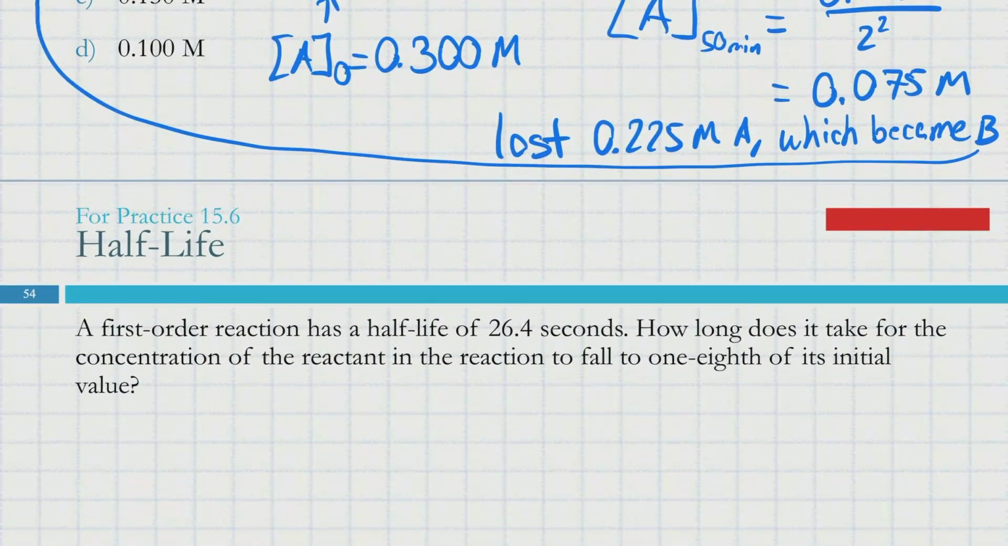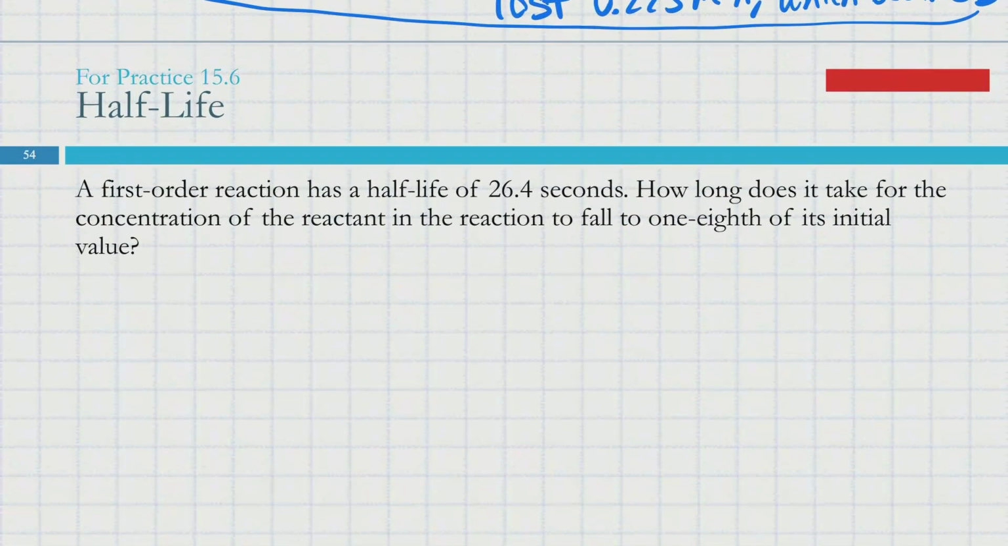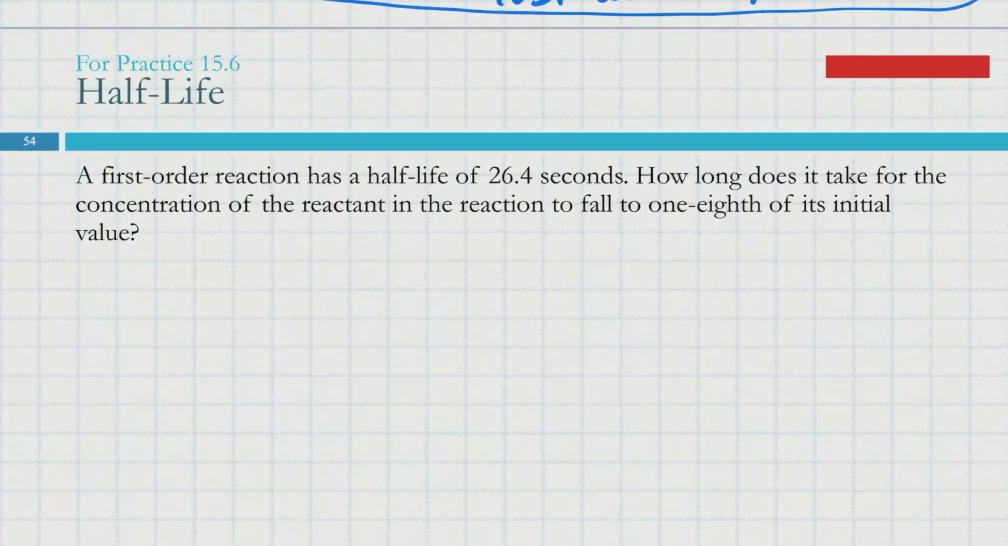Continuing to chug along, a first order reaction has a half-life of 26.4 seconds. How long does it take for that to drop to 1/8 of its initial value?